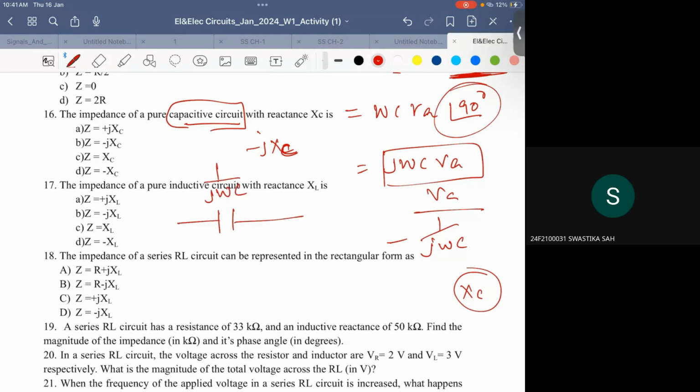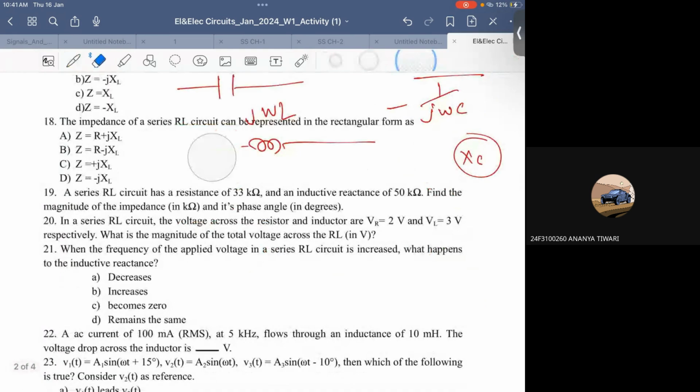The impedance of a pure inductive is what? JXL, correct? Because you just have JXL. So this is J times omega L. So this is JXL. Whatever the impedance of an RL circuit, RL circuit what? R plus JXL, correct? You have a resistance.